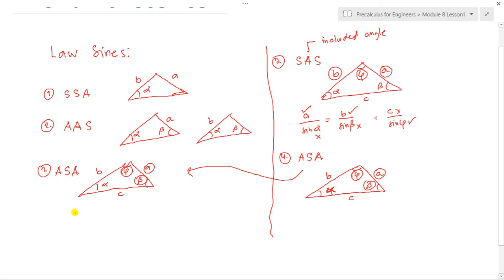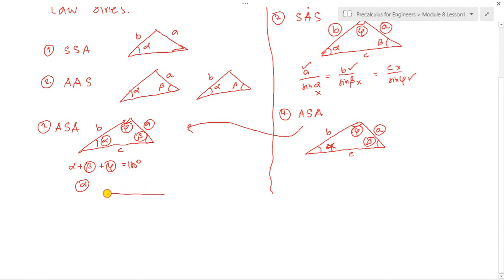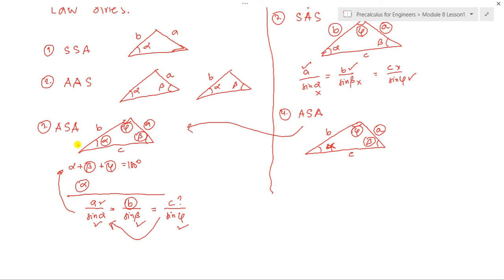Since in the triangle the sum of all angles is 180, alpha plus the given beta plus the given gamma equals 180 degrees. Since alpha is unknown, we can get alpha because the two other angles are given. So therefore alpha is given under the ASA condition. Now, to solve for the rest, we can equate: A over sine alpha equals B over sine beta. Beta is given, alpha is given because of this condition, and A is also given, and then we can now solve for B. The same thing with C, that is C over sine gamma. Since gamma is given, C is unknown, we can solve this by using this one first. So therefore, the angle-side-angle condition can be solved by using the law of sines.